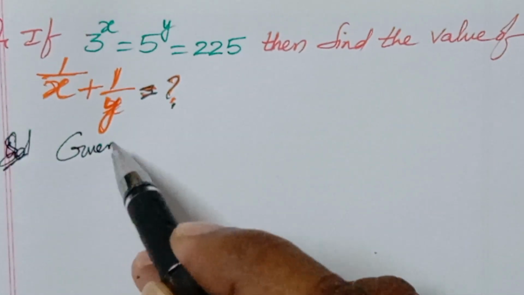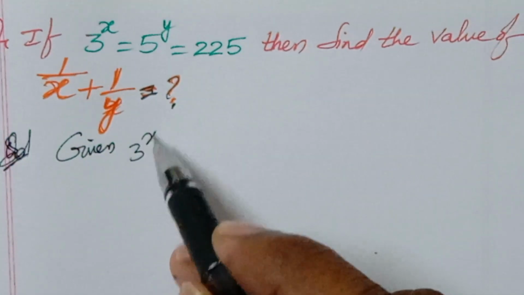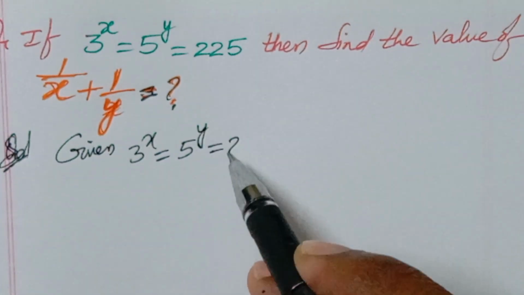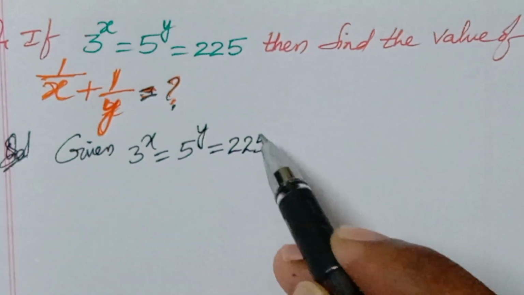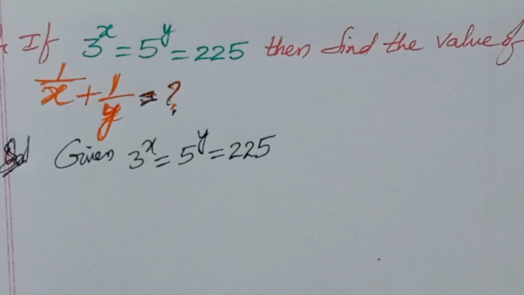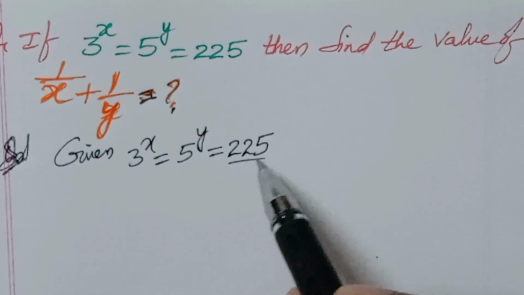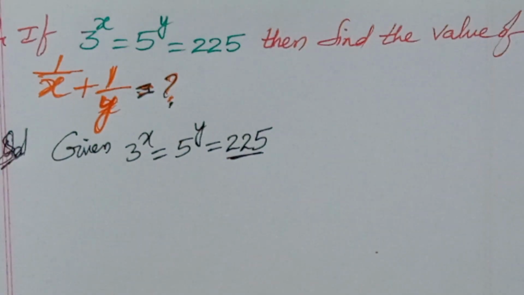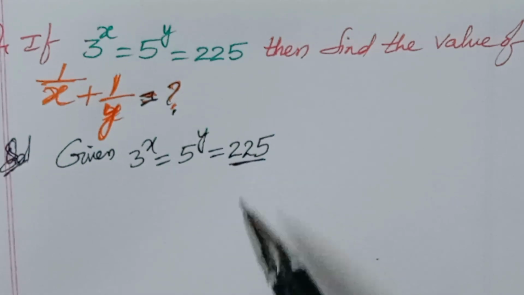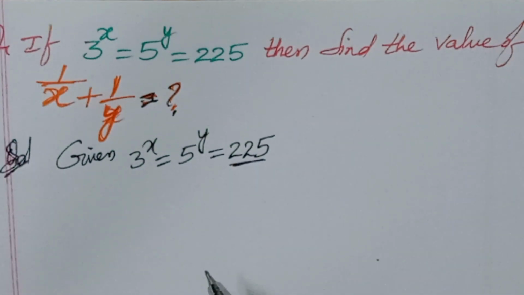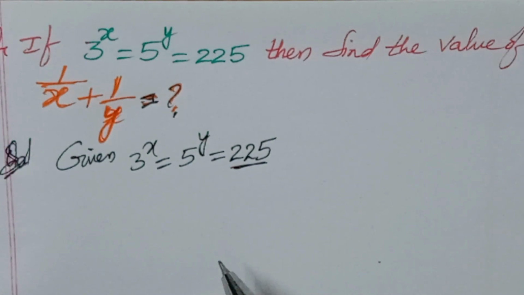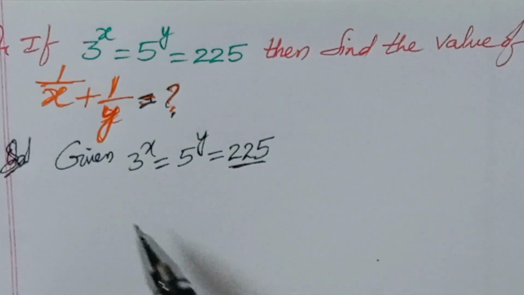So here in this question, given 3 power x is equal to 5 power y is equal to 225. If you take the algebraic method, you won't get the factors of 225. If you get the factors also, you won't get the x value, y value. So compulsorily here you have to use logarithmic form, and then you have to solve this.